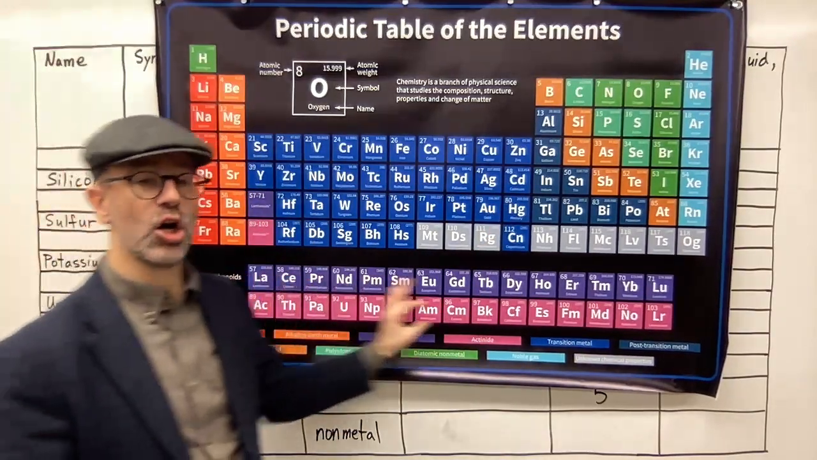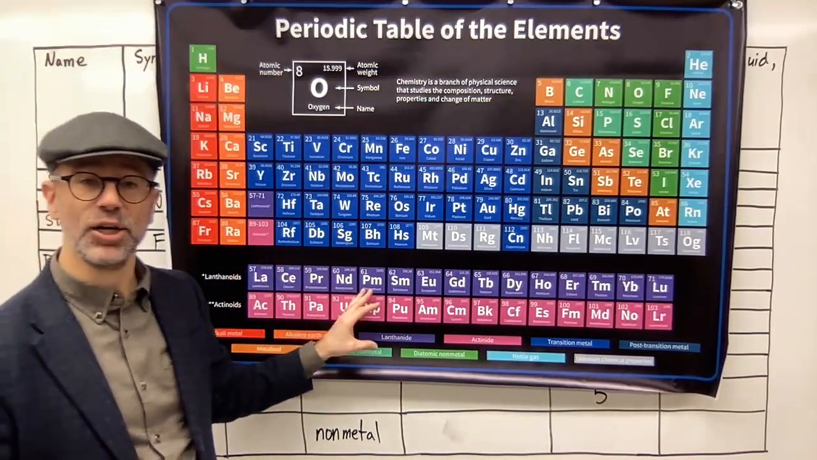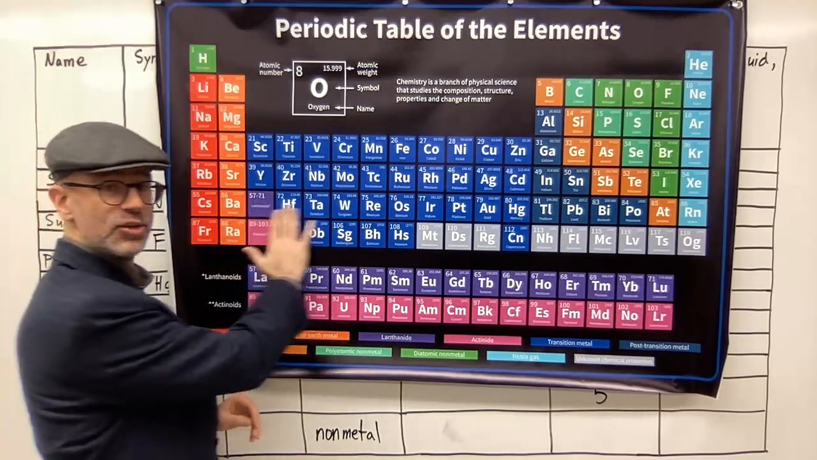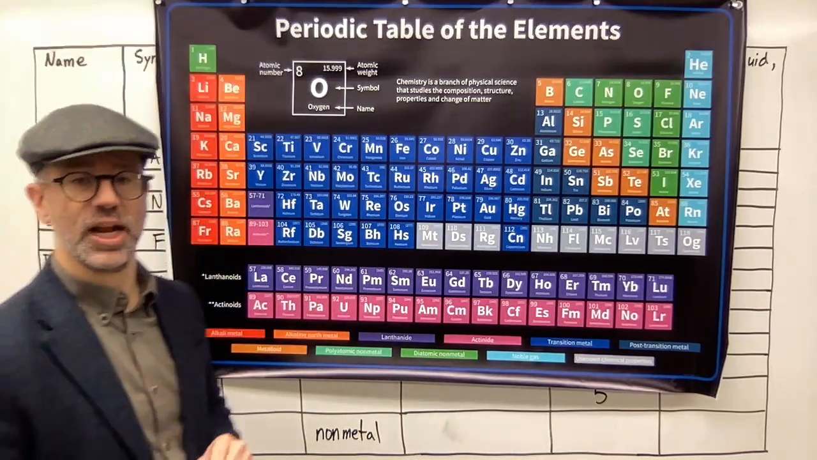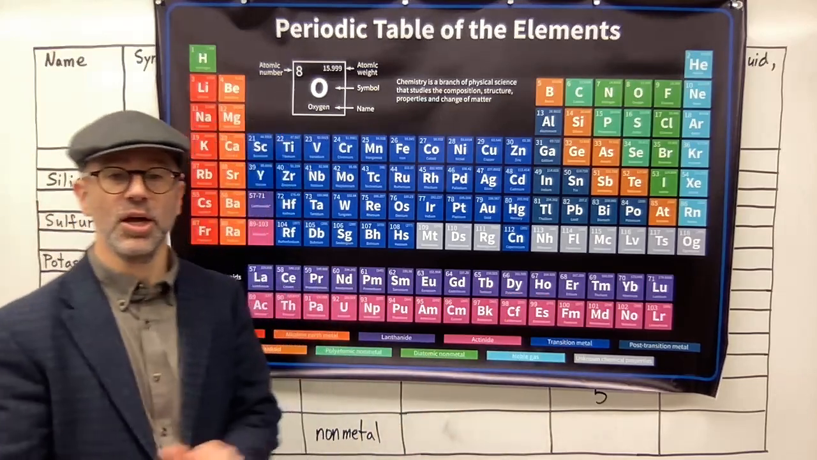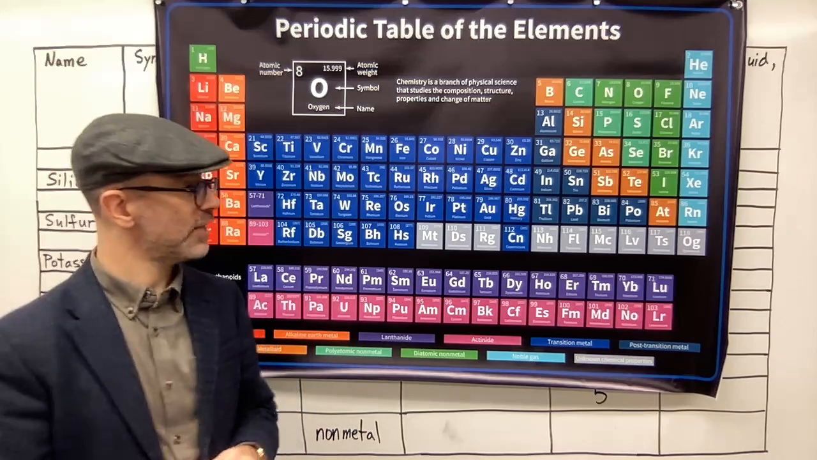This down here are called the inner transition elements. The reason they're called the inner transition elements is because they are stuck inside the transition elements. So they're stuck here, and we call them the inner transition elements. Again, these do not have a group number. Okay, so with that out of the way, let's go ahead and fill in our table.